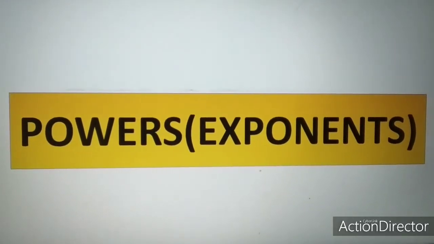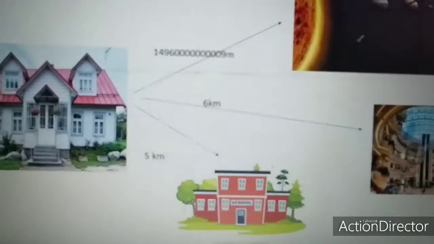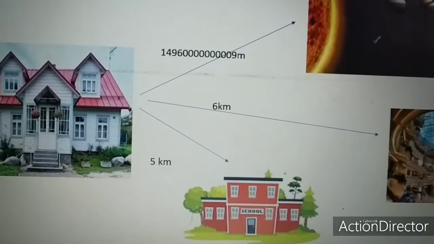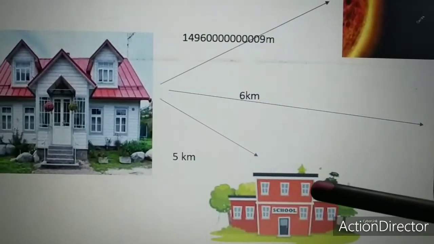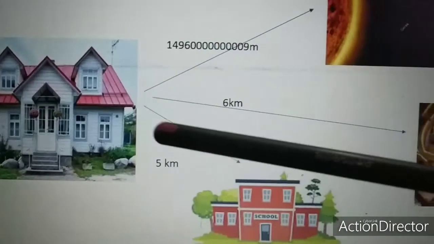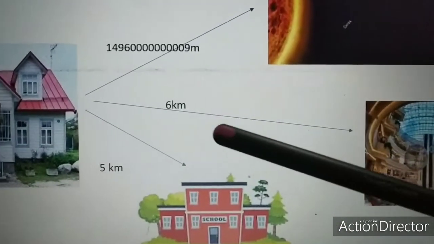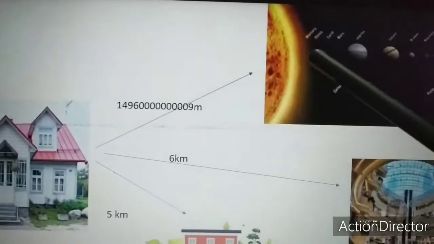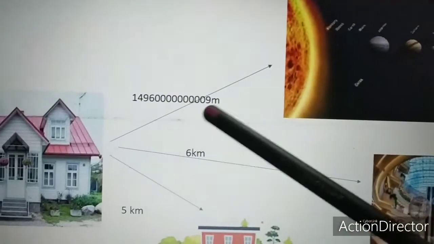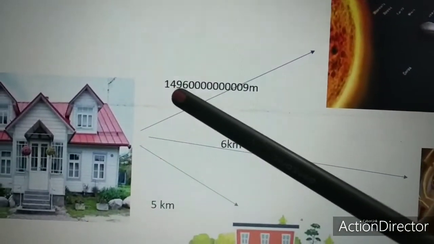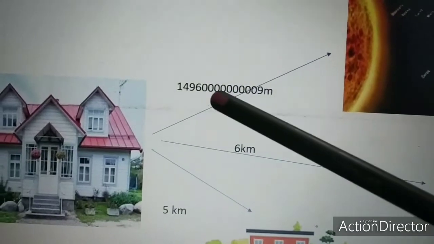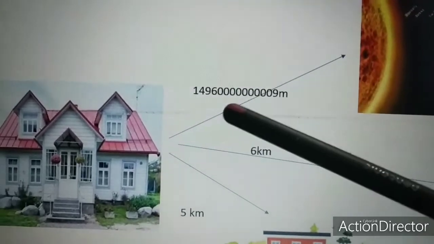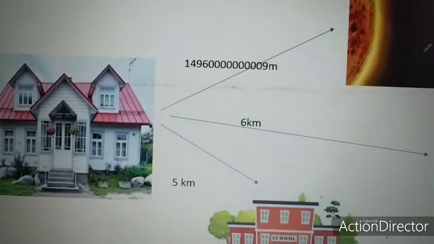Today, let us see the chapter Exponents. Let us understand why there is a need for exponents. Suppose you are going to find the distance between your house and school, it is 5 km. And from your house to the shopping mall, it is 6 km. But if you observe the distance from your house to the planets, the distance is too large. These numbers are very large numbers, so it's very difficult to write them. In order to write these numbers very easily, we are using exponents.